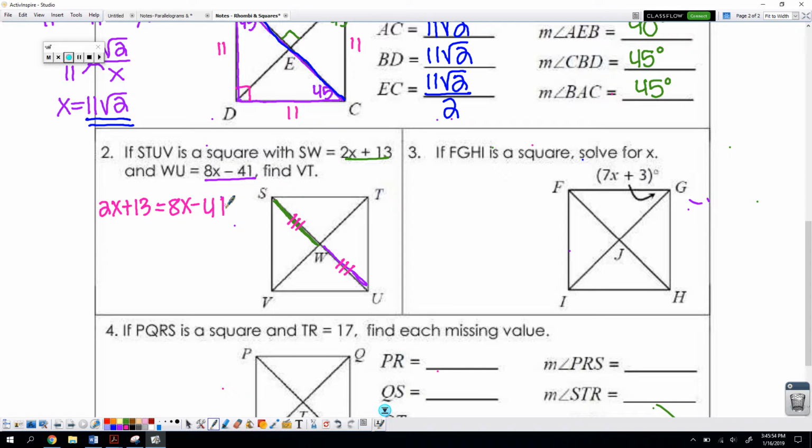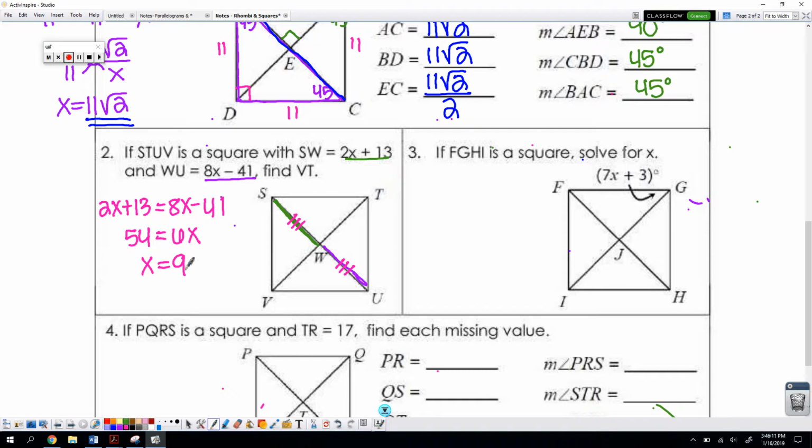Alright, now let's go through and solve. So I'm going to subtract 2x and get 6x. And I'm going to add 41. And if I add 41, that gets me 54. And then I divide by 6 and I get x equals 9.